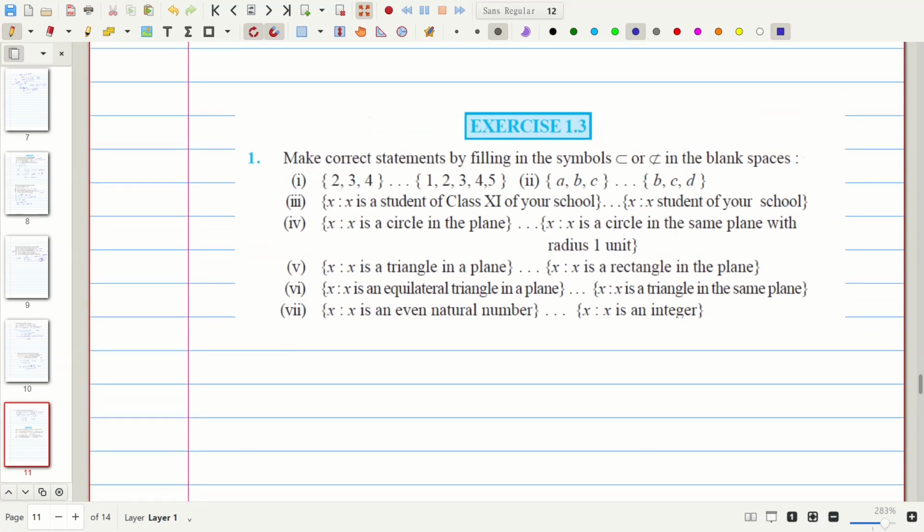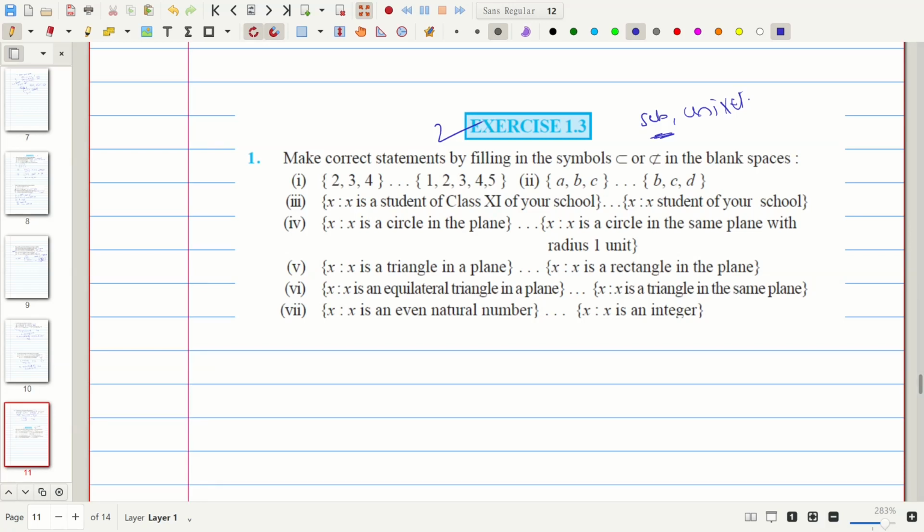Next we'll be solving exercise 3. Based on the concepts of subsets, universal set, and intervals of real numbers that we have seen, we'll be solving this exercise.